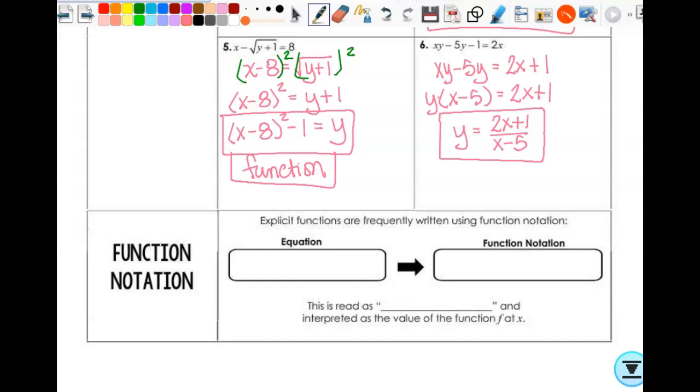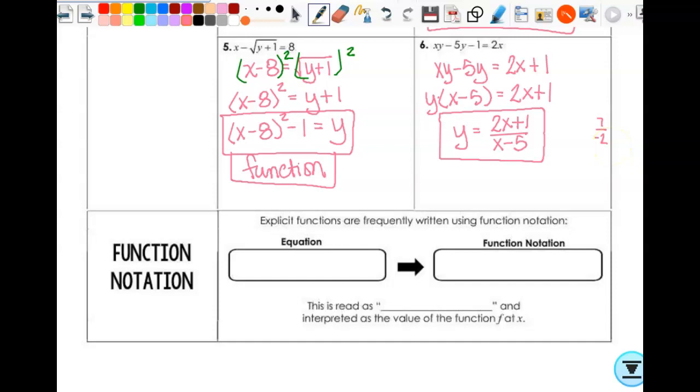I don't expect you to know what this looks like at this point either. So we just have to think, all right, what if I substituted something in? Let's say we substitute in a 3. So 2 times 3 is 6, plus 1 is 7, over a negative 2. Well, that's just one y value.